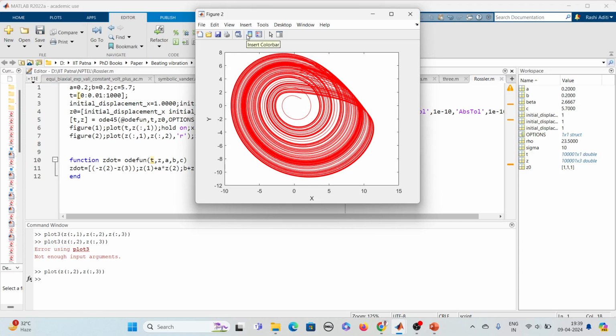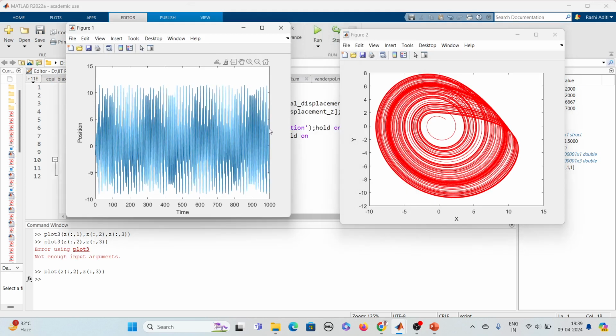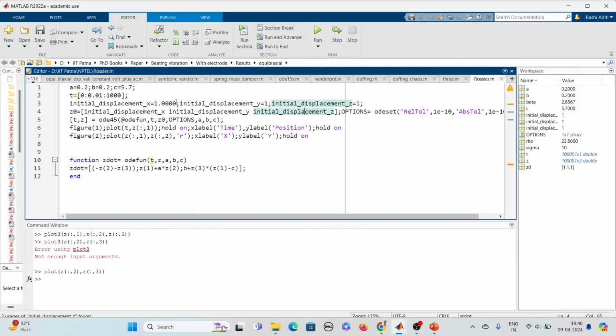I'll just run the code. See, this is my x versus y. This is my x versus time. Now, I guess you people are very familiar with what is chaos and not. However, I'll still tell you that whether it is chaos or not, we cannot say on the basis of just seeing the plot. So we'll give some initial perturbation into the displacement x, which is very small. If there is high divergence after a time, it means that my system response is chaotic, otherwise it isn't.